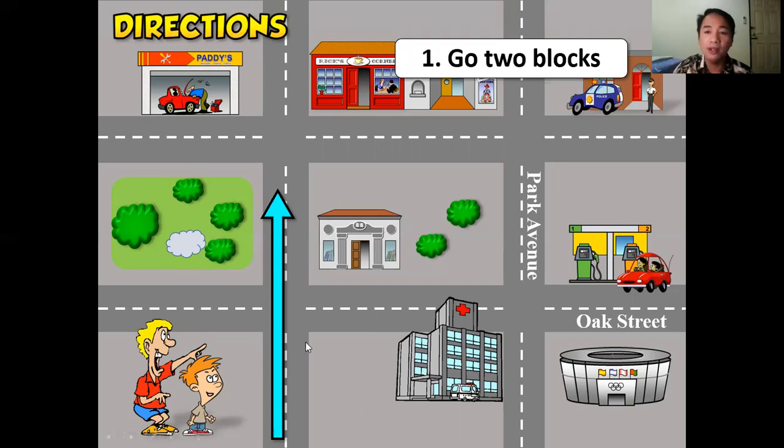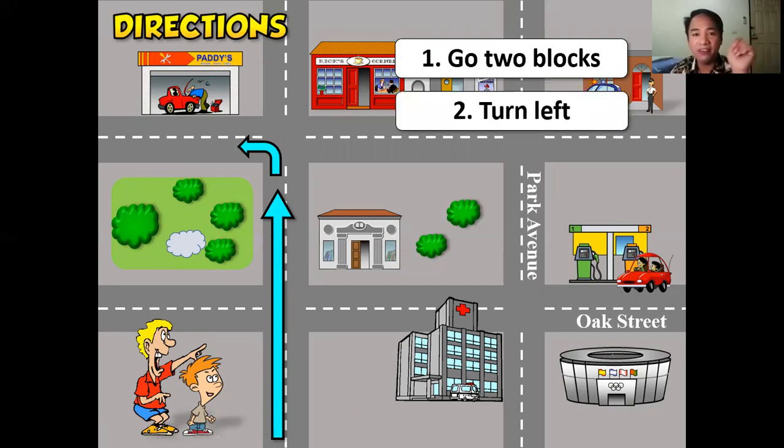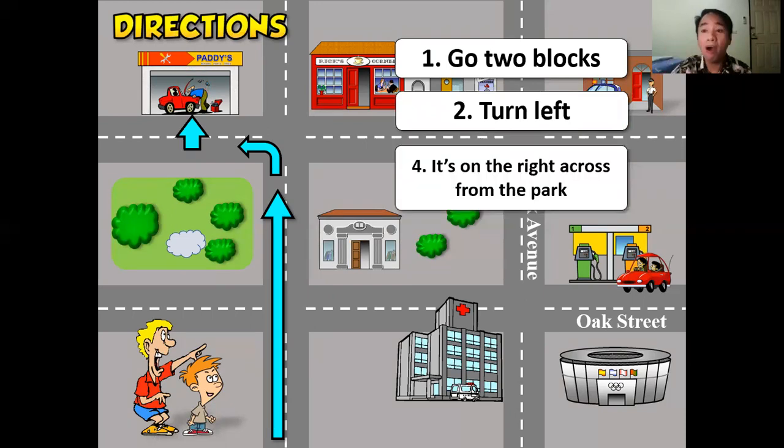You have to walk straight, 2 blocks away from the road or 2 blocks. And then you have to turn right or left? Left. And then, yes, it's on the right across from the park. So this is the park. So you can say it's on the right across from the park. Or you can say it's on the right side of the road. That's it. Okay, again.